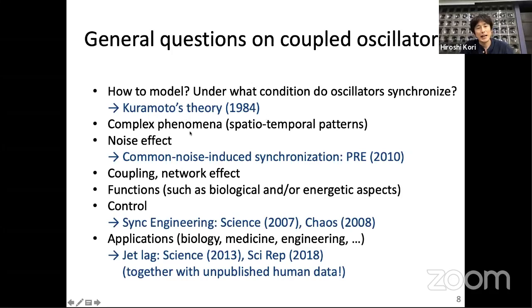There are also many applications in biology, in medicine, in engineering. These blue lines show basically the content of this talk. First I will briefly talk about the theory and the method of phase oscillator models. Then I will tackle these kinds of problems: one is the noise effect, the other is control, and the final one is application in biology. This is actually about jet lag, and I will show you some very new human data as well.